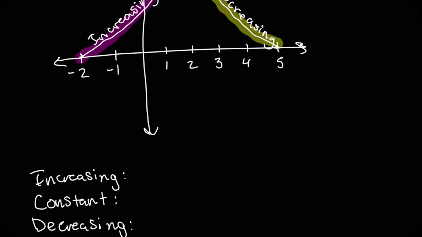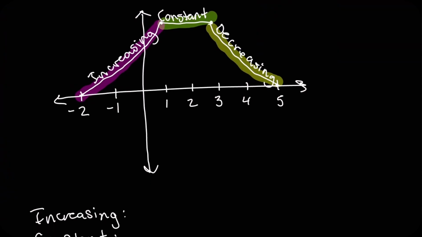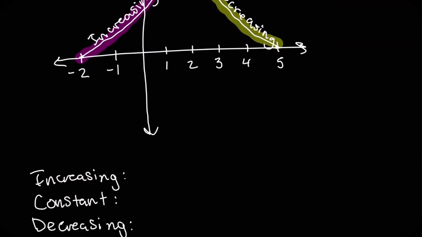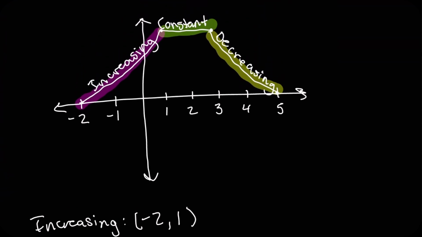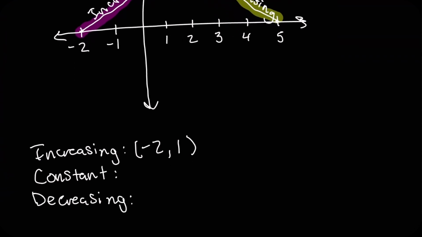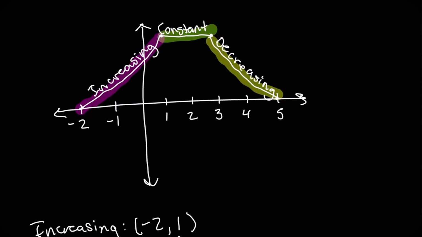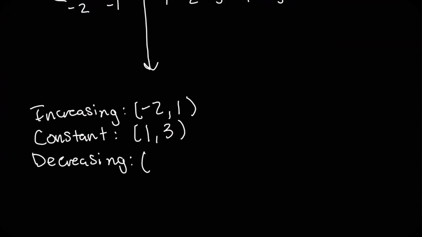So where is it increasing? Well, looking at our graph, we have increasing from -2 to 1. So go ahead and write that in. -2 to 1. Constant from 1 to 3. And then finally decreasing from 3 to 5.